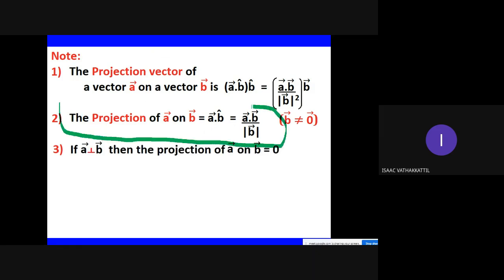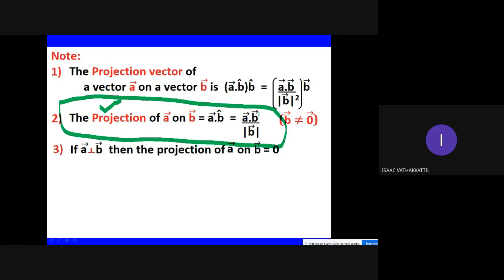Normally, the scalar projection is not coming in your questions. When I say simply projection, it is projection of A on B. That is a scalar projection. If it is projection of A on B, it is A dot B by magnitude of B. Projection of B on A will be B dot A by magnitude of A.